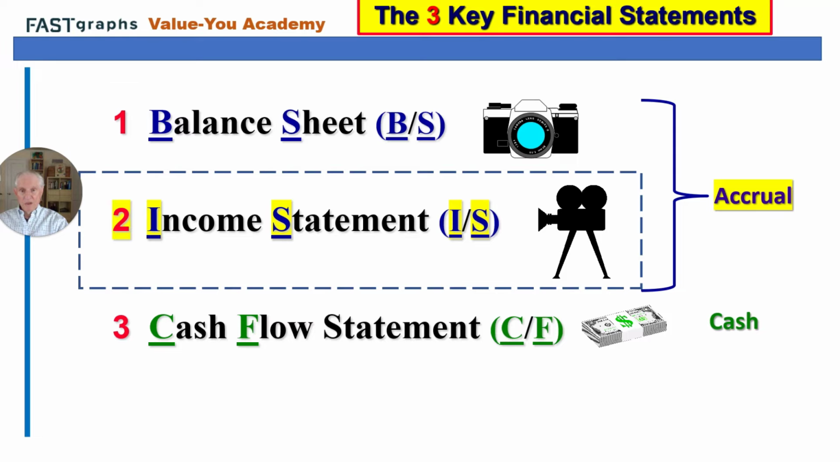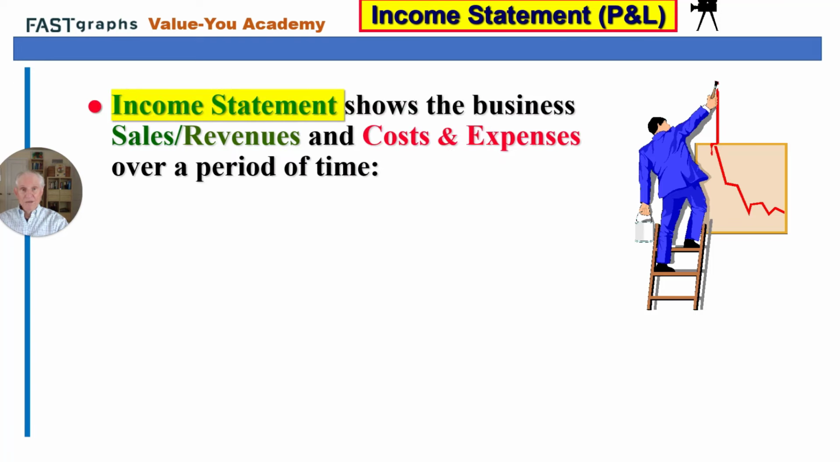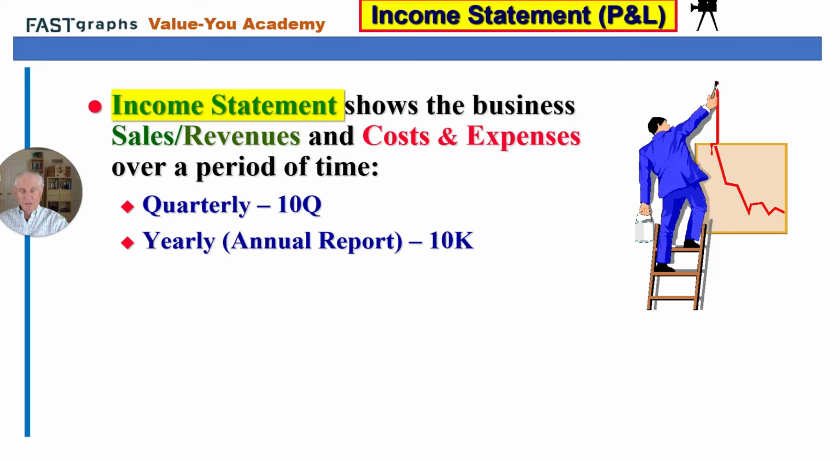So today we're going to look at the income statement. It all starts here. The income statement shows us sales revenue, matches cost and expenses over a period of time. It can be a month, a quarter, a year. The quarterly report to the SEC is the 10Q for quarterly. The annual report is the 10K. Most of my annual reports I get in companies I invest in, I'm looking at their 10K.